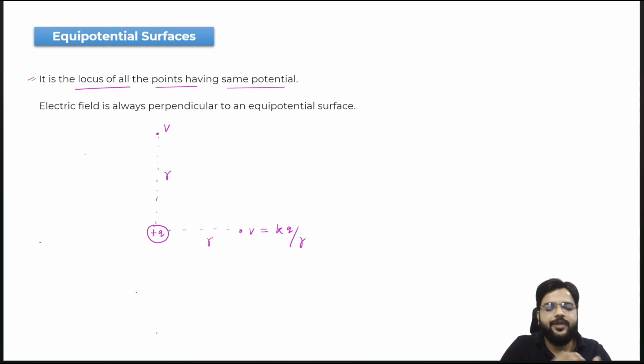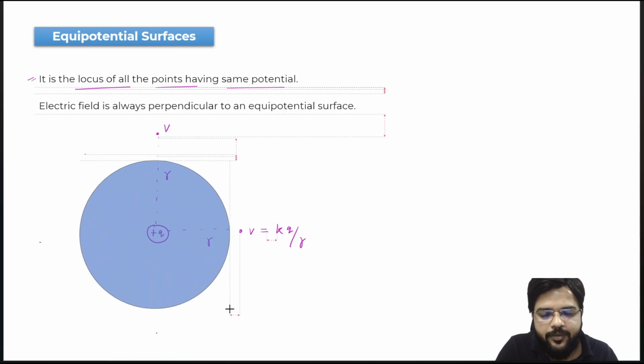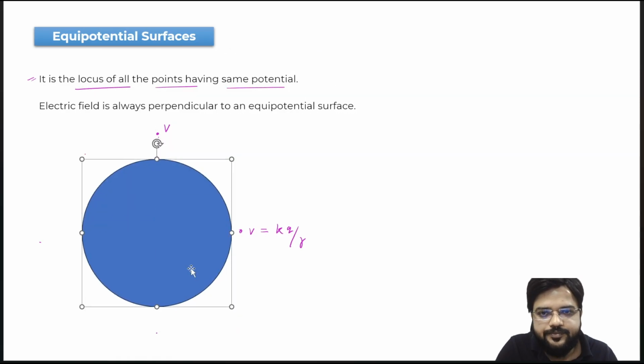Now what I need to do here is connect all the points. So I am getting one sphere here, everyone. So this sphere is what? It is the equipotential surface. So now I will draw one sphere here, everyone.